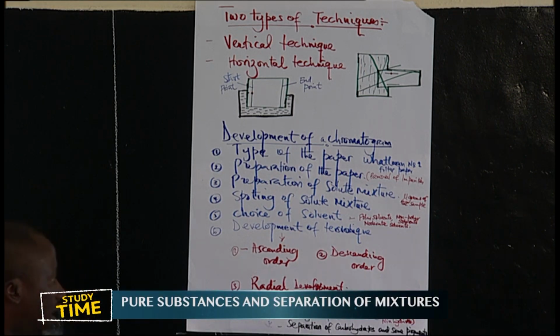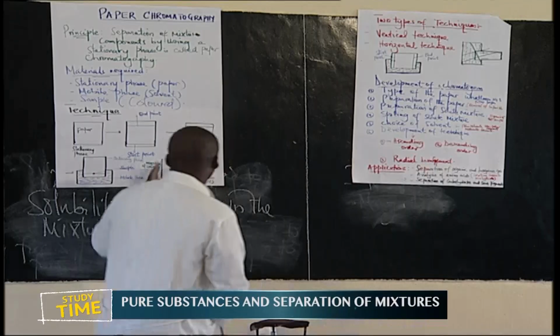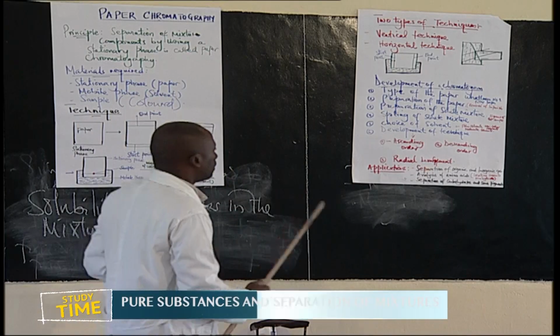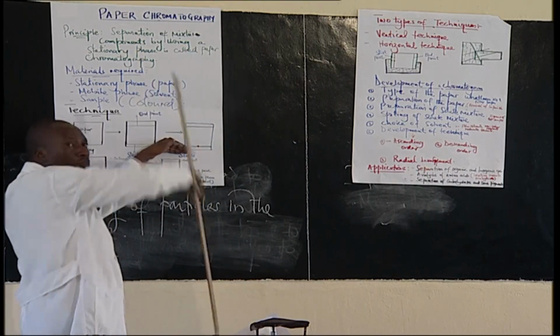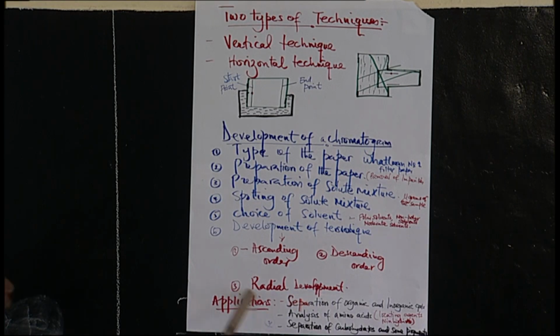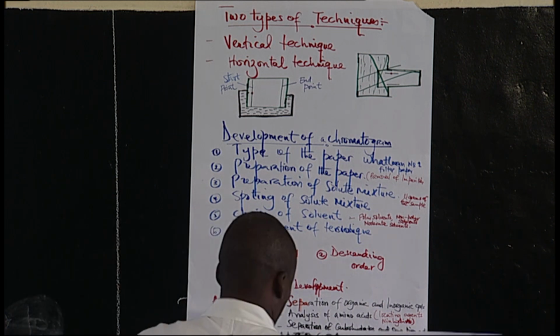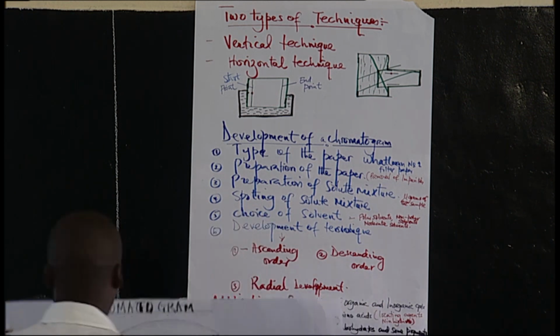Development of the technique, we have the ascending order. The ascending order is this one. Then we have the descending order where the mixtures will be moving downwards. And then we have the radial development. The radial development is the most common that we use. So the radial development is this one.